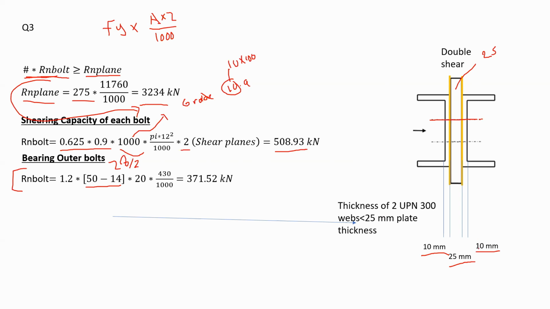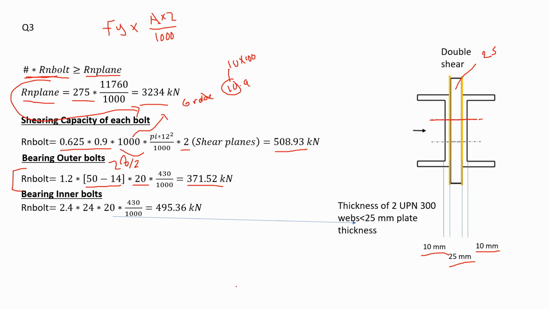So the summation of 10 plus 10, of course, 20 is less than 25. So I'm saying that the thickness I'm going to use is 20 because it is more critical. And lastly, I'm multiplying 430, that's the F ultimate of the UPNs that I have, and dividing by 1,000 to convert from newtons to kilonewtons. From here, I get the capacity for the bearing of the outer bolts to be equal to 371.52 kilonewtons.